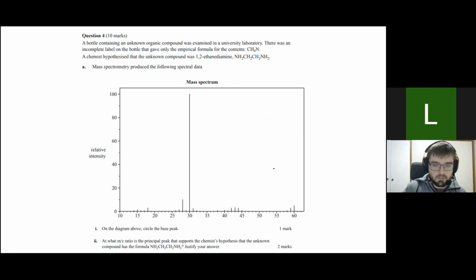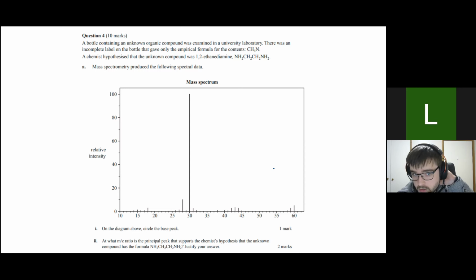All right. Another one. A bottle containing an unknown organic compound was examined in a university lab. There's an incomplete label on the bottle again. Man, these chemists don't know how to label anything. What uni is this? Anyway, so the empirical formula is CH4, and why you would write an empirical formula on anything, I don't know. So chemists hypothesized that the unknown compound was 1,2-ethane diamine, and then there you go.